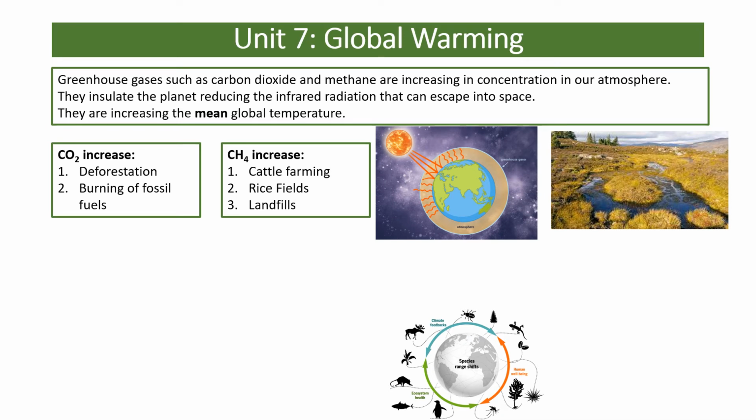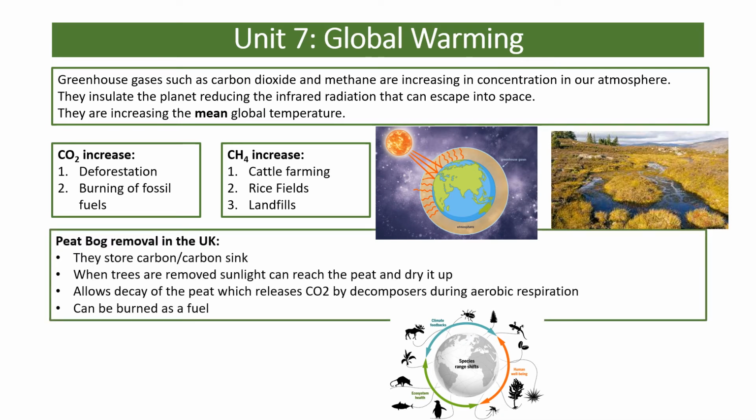landfills also release methane. In the UK, we're not helping the situation, although we're trying to stop this now, because peat bog has been removed, and peat is basically a soil mixture made up of half decomposed plants and animals, and because they're half decomposed, they store a lot of carbon, and therefore that doesn't get released as carbon dioxide, so they're a carbon sink. If we remove trees from the areas where these are, the sunlight can dry the peat up, and then the carbon dioxide gets released. And if we allow the peat to decay, it will release the carbon dioxide.